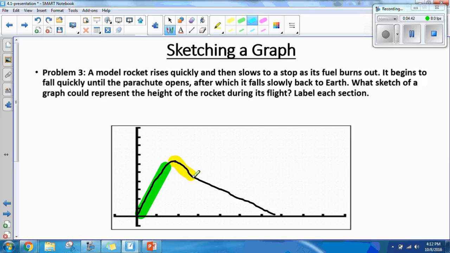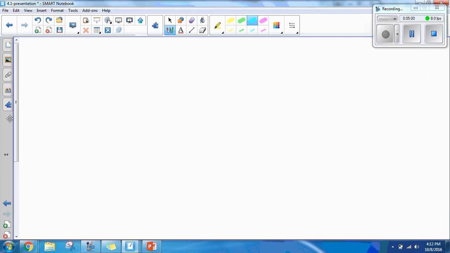This is the point where the parachute opens. And so now the rocket is slowing down. So it's going to take a lot longer for it to come down. So the height decreases, but at a slower rate.